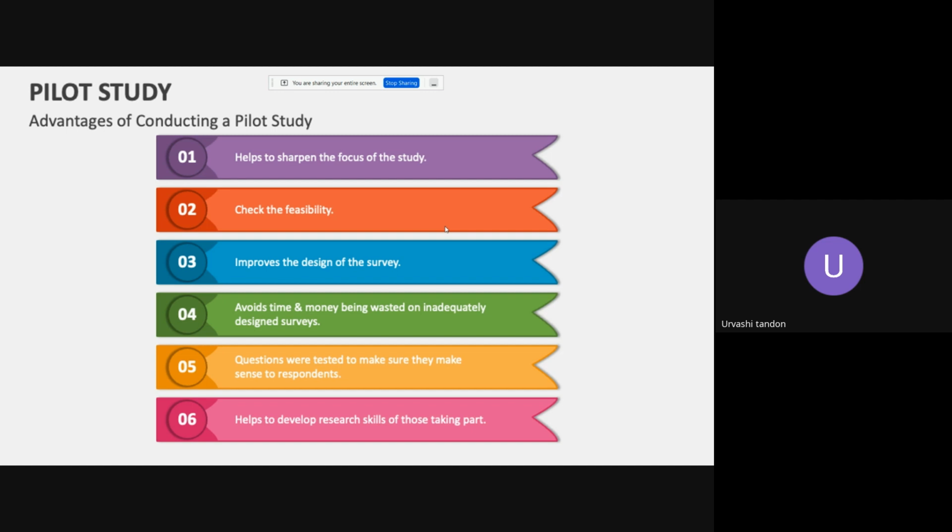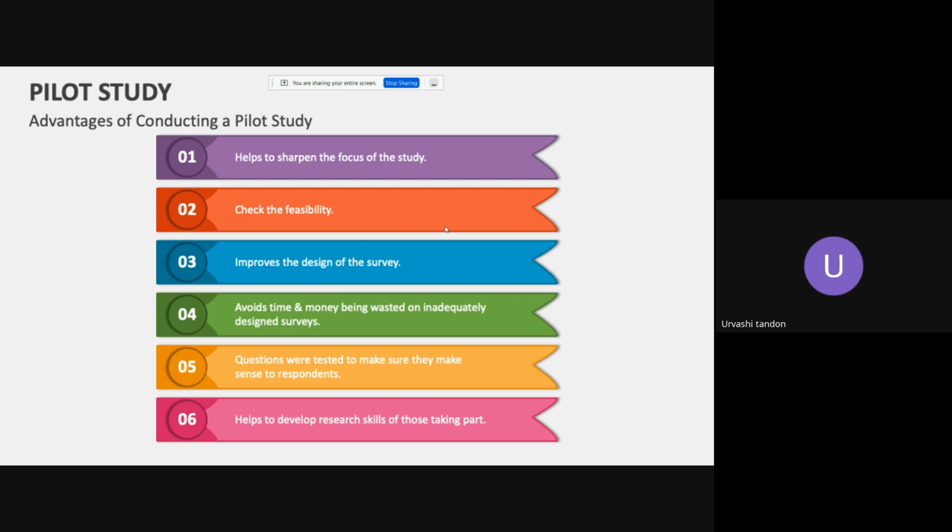Like, your results were not up to the mark, your hypotheses were not up to the mark, so results didn't turn up. So that means you have wasted enough time and money, as well as the logistics, on inadequately designed surveys. So again, this pilot study is going to tell you, yes, this research is feasible or not. And again, whatever questions you ask, accordingly only you will get the responses, right?